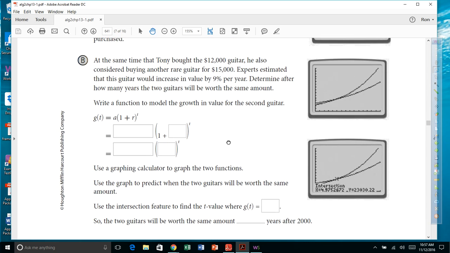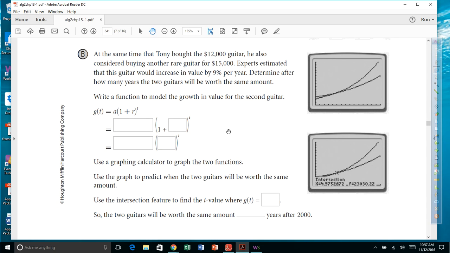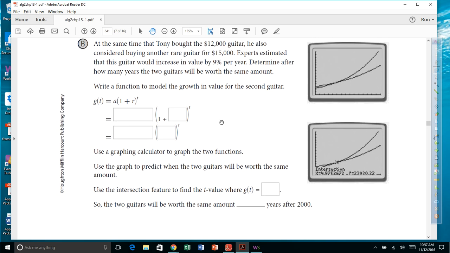Not a problem. At the same time that Tony bought the $12,000 guitar, he also considered buying another rare guitar for $15,000. Experts estimated that this guitar would increase in value by 9% per year. Determine after how many years the two guitars will be worth the same.